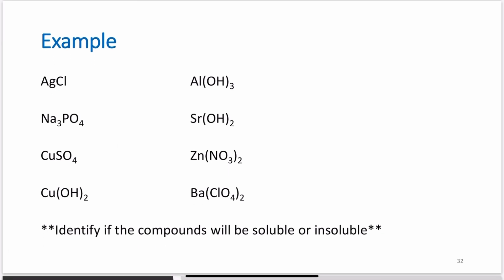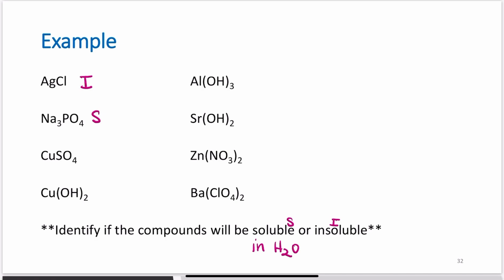What I want you to do in this section is identify if the compounds will be soluble or insoluble. This means in water. So silver chloride. Chlorides are usually soluble unless they are paired up with copper 1, mercury 1, lead 2+, or silver. This will be insoluble. Sodium phosphate. And I'm going to use S for soluble and I for insoluble. Sodium phosphate. Phosphates are usually insoluble, but if they are paired up with a group 1 cation, they are soluble.